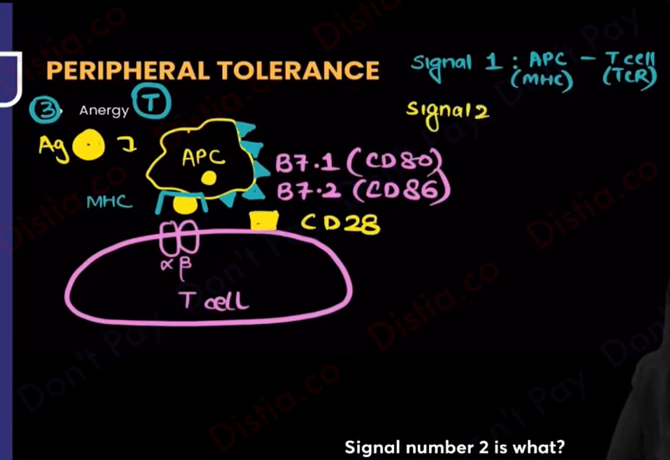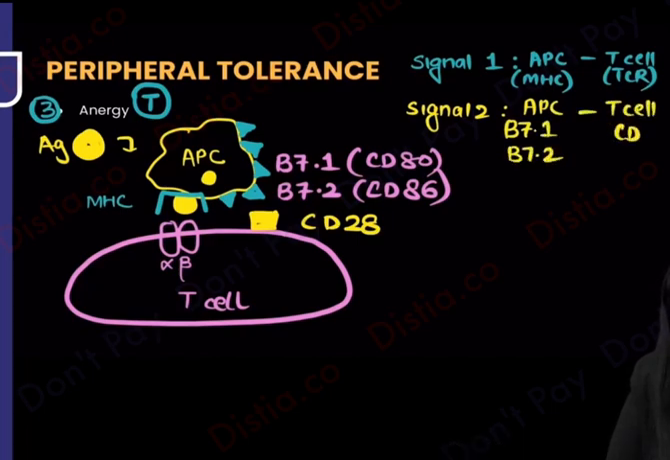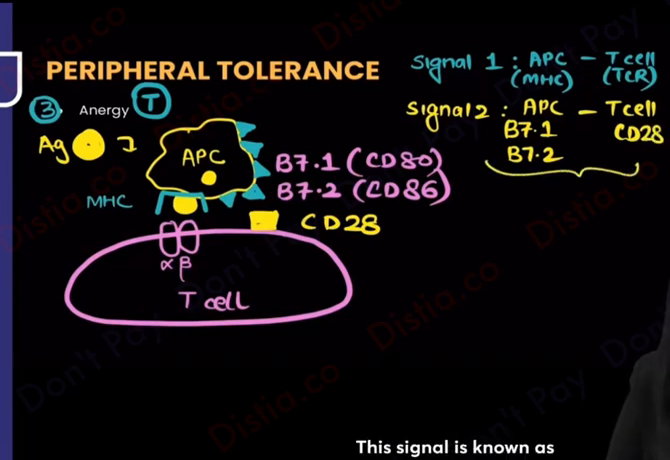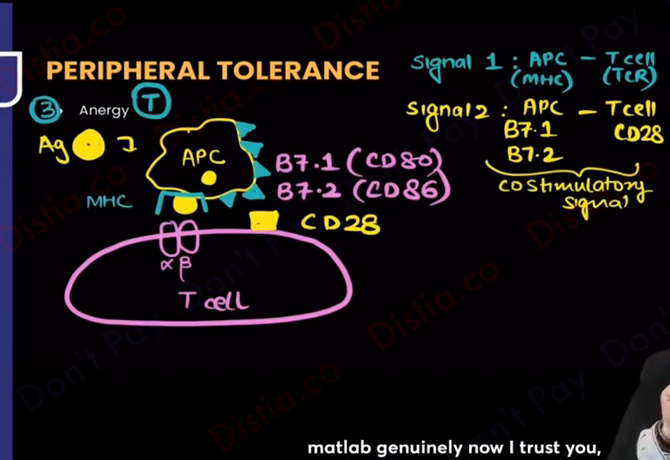Signal number 2 is what? When on the antigen presenting cell, the B7-1 and the B7-2 say that we will go and attach to what on the T cell? CD28 on the T cell. This is the second signal. This signal is known as the co-stimulatory signal. I need this signal, only then my T cells will say, okay, now I have got two signals. Matlab genuinely, now I trust you. Genuinely antigen has come. Genuinely there is a problem.